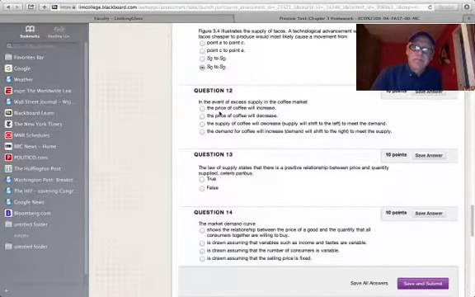Question 12. In the event of excess supply in the coffee market, right? There's too much coffee being produced. There's a bumper crop, and this happens all the time in all kinds of different commodities, especially agricultural products. The price of coffee is certain, and there's too much coffee in the market. So this is where the price of coffee will decrease, correct? Because it shifts to the right, and the price will go down.